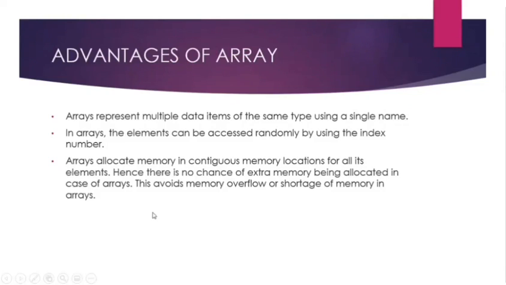Okay. As we have seen, now we can enlist the advantages of array. Like array represent multiple data items of the same type using a single name. In array, the element can be accessed randomly by using the index number. Arrays allocate memory in contiguous memory location for all its elements. Hence, there is no chance of extra memory being allocated in case of arrays. This avoids memory overflow or shortage of memory in array. There are also many applications of array which we use in our programming languages, like in the stack queue implementation and all.